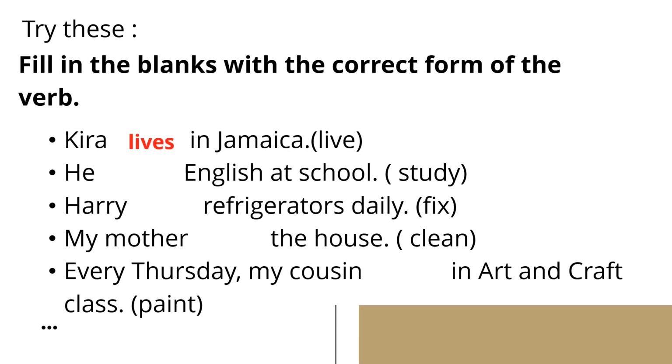Alright, so Kira lives in Jamaica. Kira is a singular noun. He studies English at school. That is a personal pronoun, which is singular. We have dropped the y and we have added, very good, ies. Harry fixes refrigerators daily. My mother cleans the house. Every Thursday, my cousin paints in art and craft class.